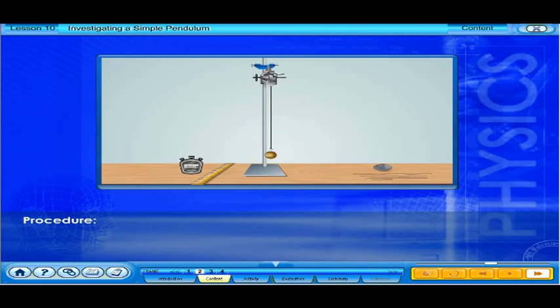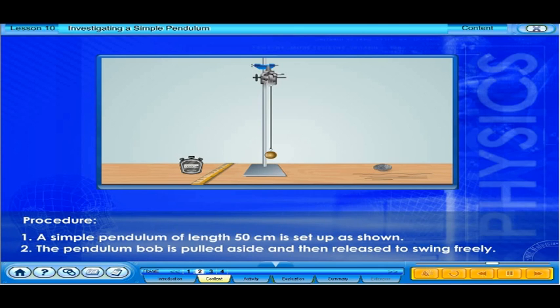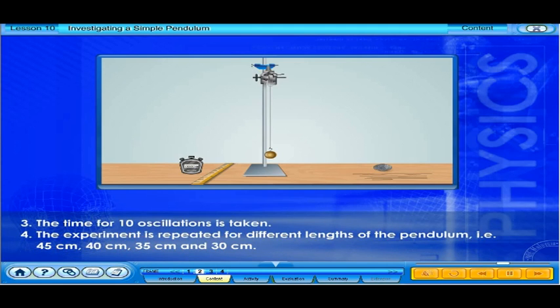Procedure. A simple pendulum of length 50 centimeters is set up as shown. The pendulum bob is pulled aside and then released to swing freely. The time for 10 oscillations is taken. The experiment is repeated for different lengths of the pendulum, that is, 45 centimeters, 40 centimeters, 35 centimeters, and 30 centimeters.